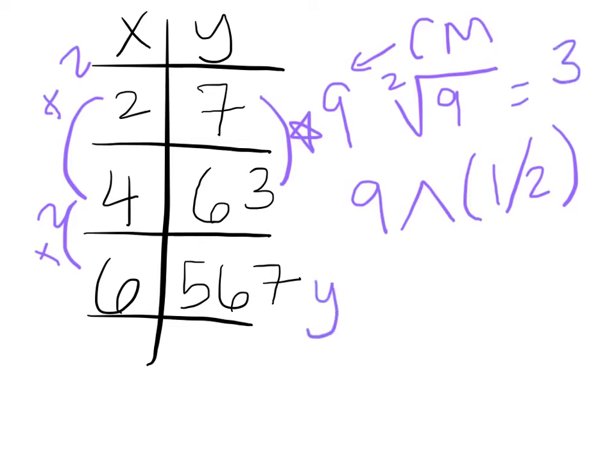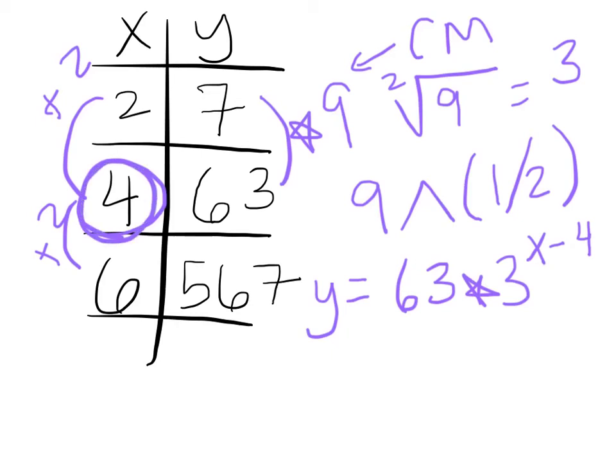So now I can say an equation would be y equals 63 times 3 to the x minus 4, because again I'm asking myself how do I get back to 0? Or I could pick the other one of the other points instead: y equals 7 times 3 to the x minus 2.